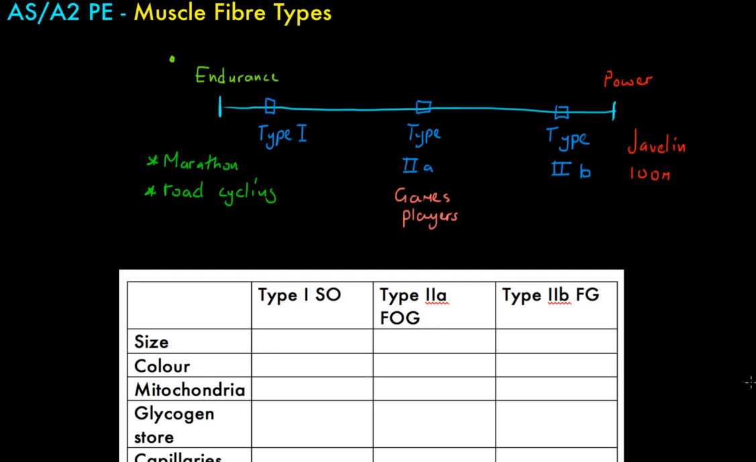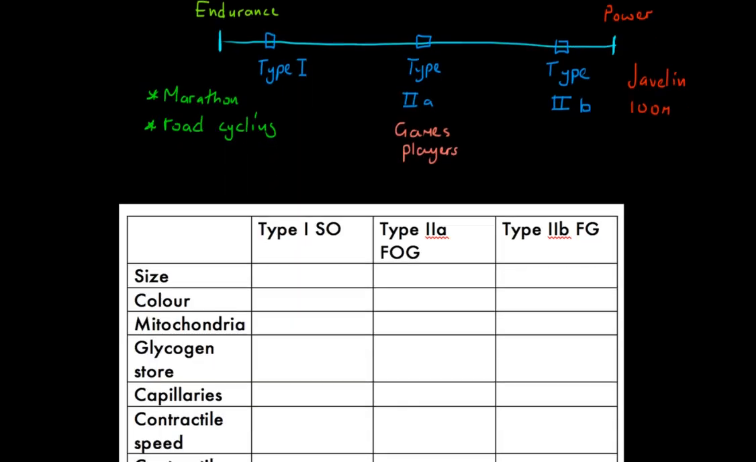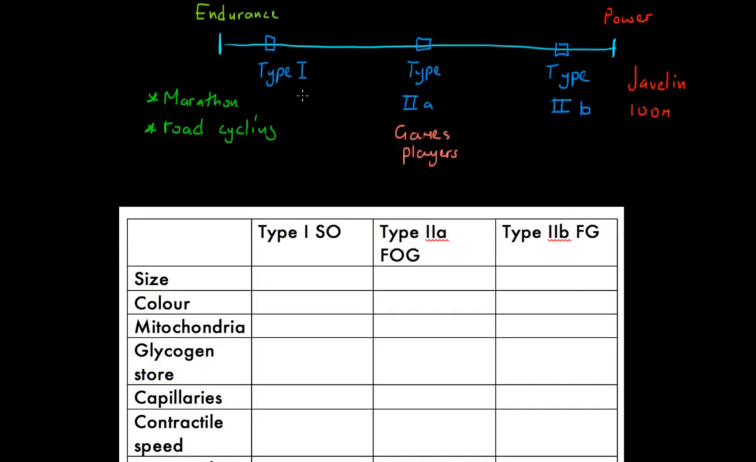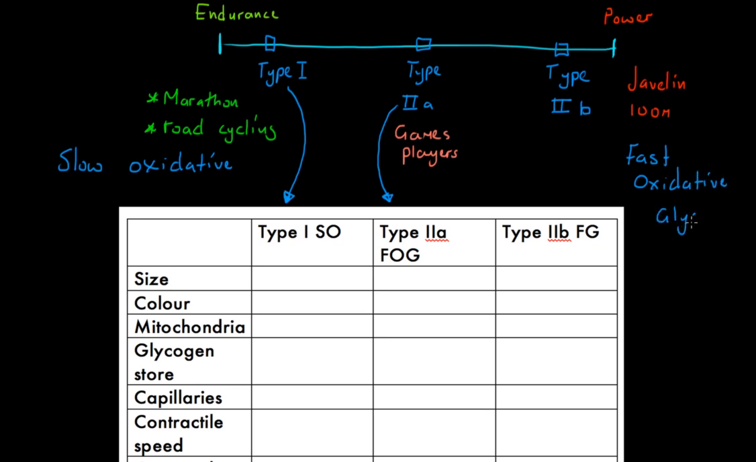The only thing I would add to what I've said so far are the letters at the top of our table here. Obviously, we've got our type 1. Let me just link these things up. The type 1 relates to that. That's our type 1 coming down here. The SO refers to slow oxidative. These two A's come down here, and we call those FOG muscles, and that relates to fast oxidative glycolytic. So that's where that FOG comes from.